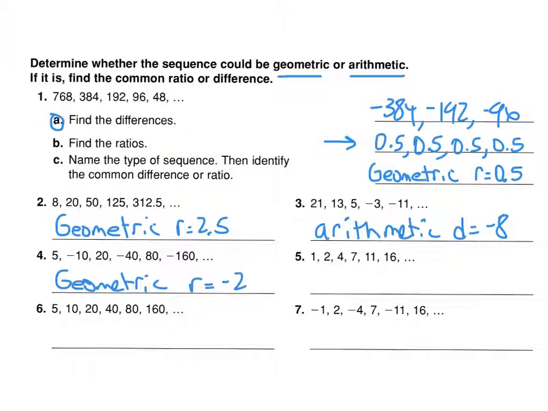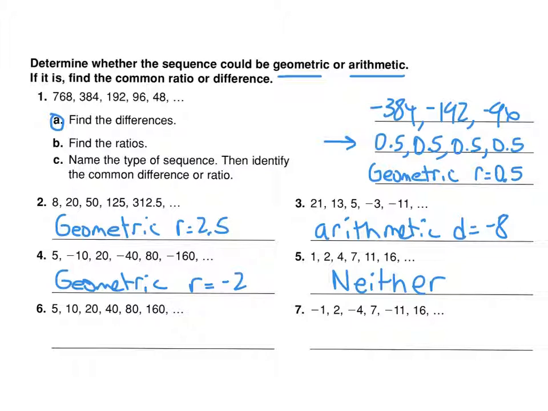When I get to number 5, things get a little weird. 2 divided by 1 is 2, and 4 divided by 2 is 2, but 7 divided by 4 is not 2, so this thing's not geometric. But when I subtract the terms, I don't get a common difference either. 2 minus 1 is 1, 4 minus 2 is 2, 7 minus 4 is 3, and so on. So this is neither arithmetic nor geometric. It might be something else, but it's not geometric, and it's not arithmetic.